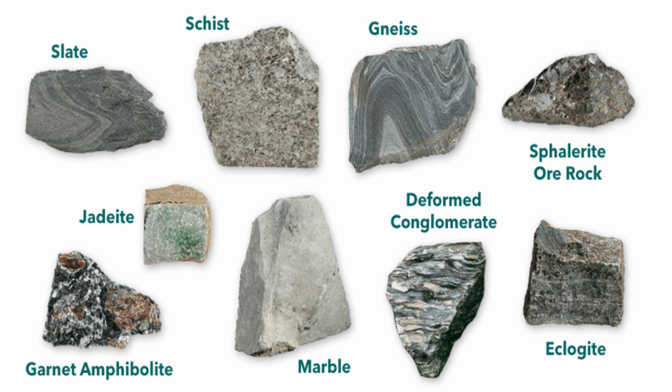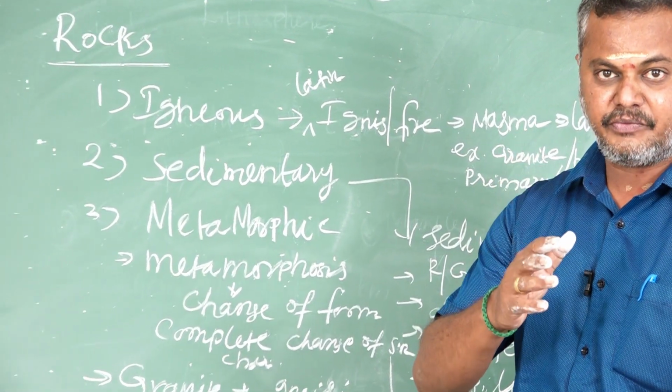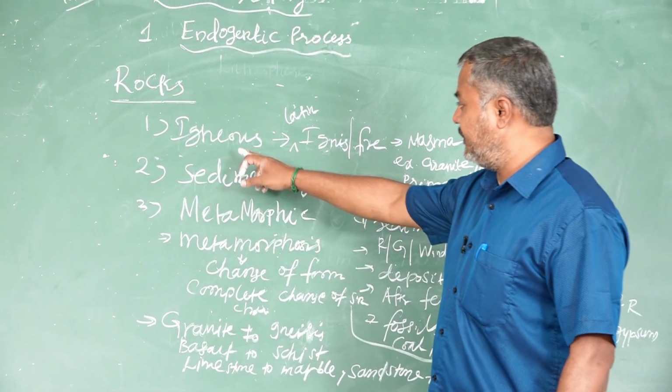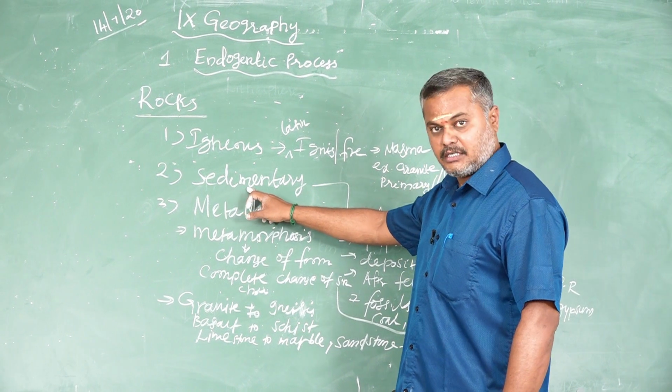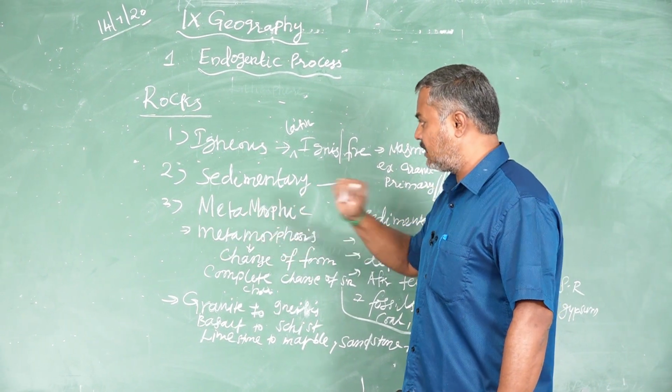A very nice stone. Basalt is changed to schist, limestone is changed to marble, and sandstone is changed to quartz. These are the forms of changes of metamorphic rocks. These are the three types of rocks. Once again, I want to recall for you: the first one is igneous rocks, second is sedimentary rocks, and third is metamorphic rocks.